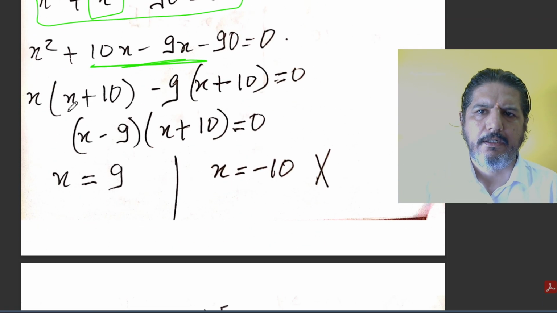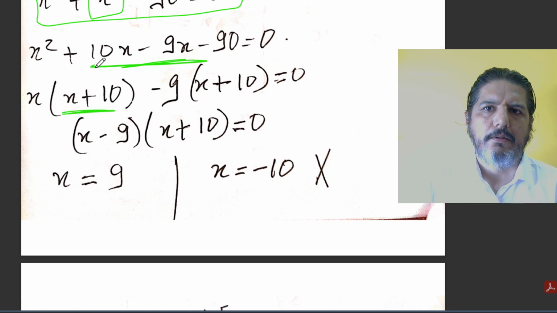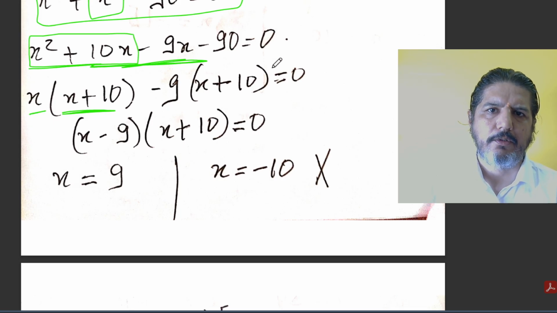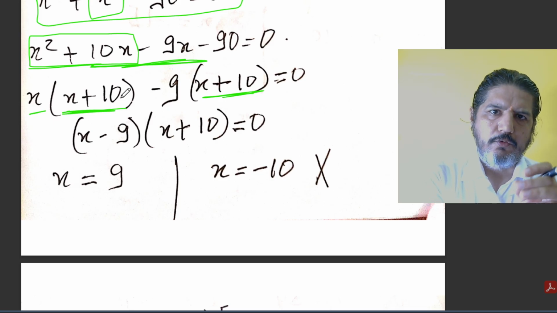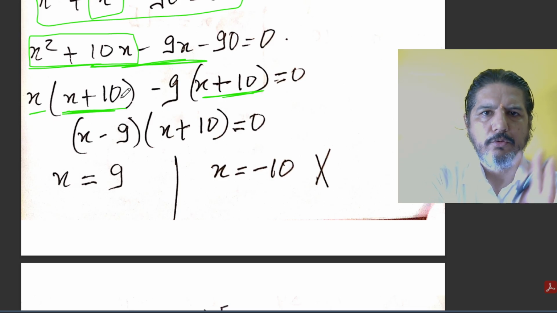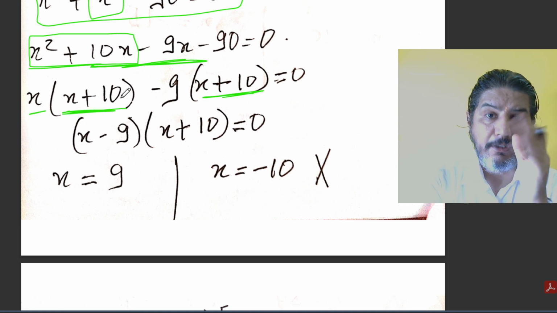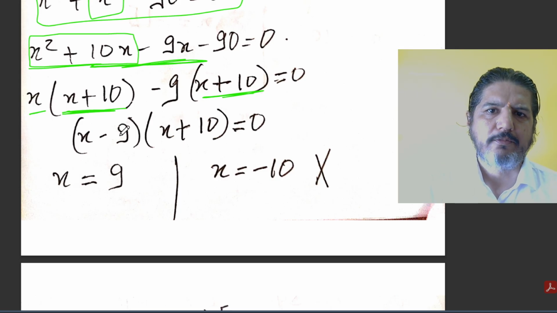So x plus 10 is the common factor. From the first two terms x can be taken out. In the second two terms again x plus 10 is taken out. I'm assuming that you know splitting the middle term, so I won't be going into detail. If you don't know how to split a middle term, there are lectures in the playlist. You can have a look at that. Splitting the middle term is a very important tool in your skill set. So x minus 9, x plus 10.